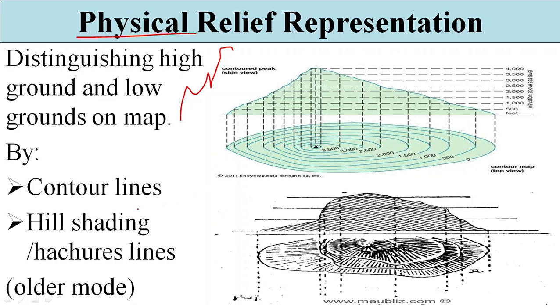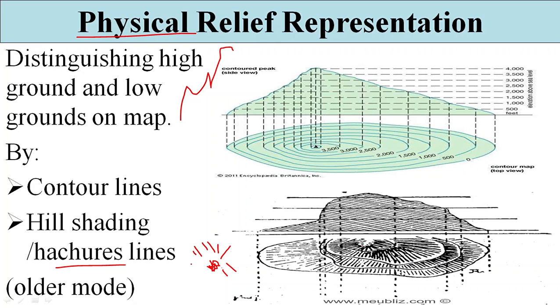One is hachure lines. These are an older mode, used in older times. We used to use hachure lines or hill shading. The places which have more densely drawn lines will have more altitude, more height, and the lines that are scattered, that are not overlapping, that are not so densely drawn, will show less height.